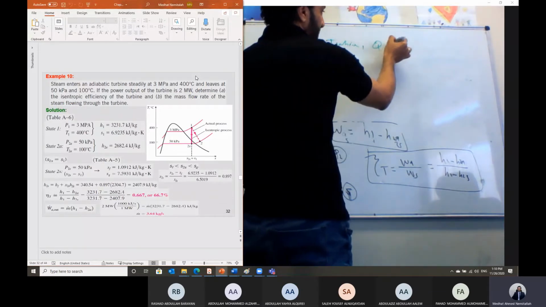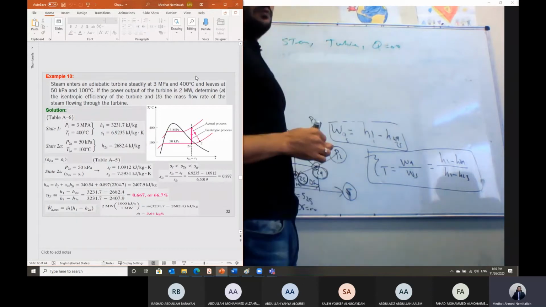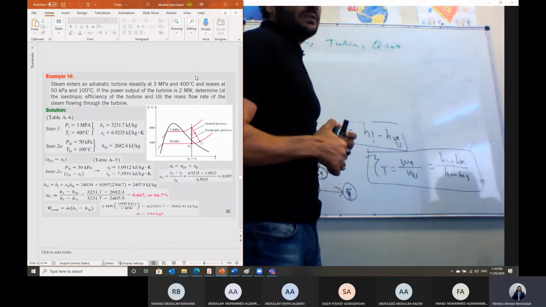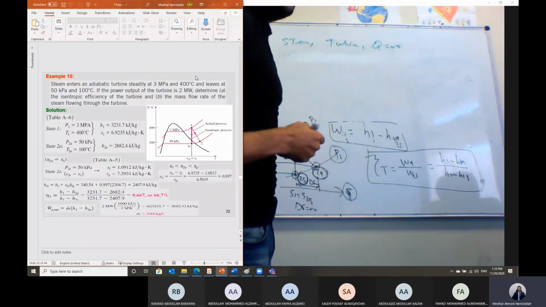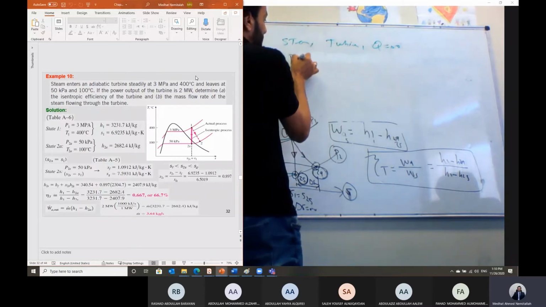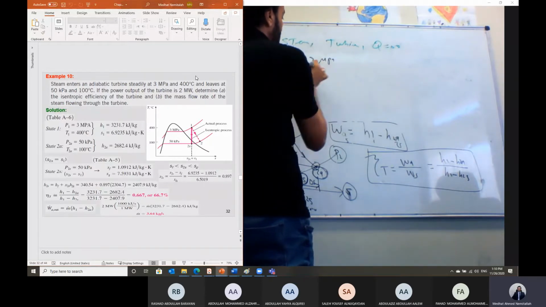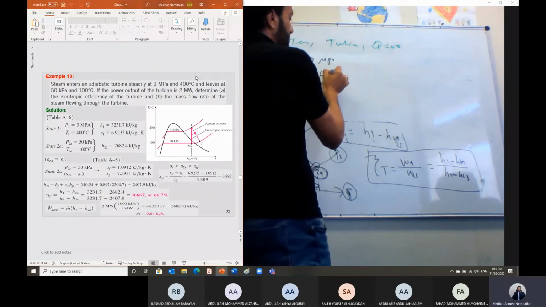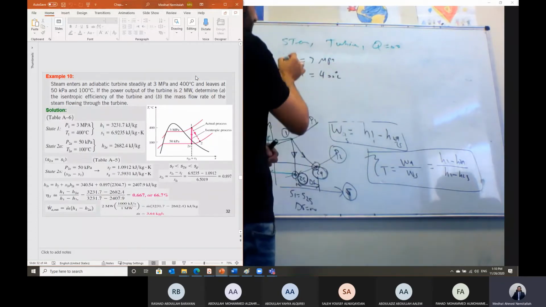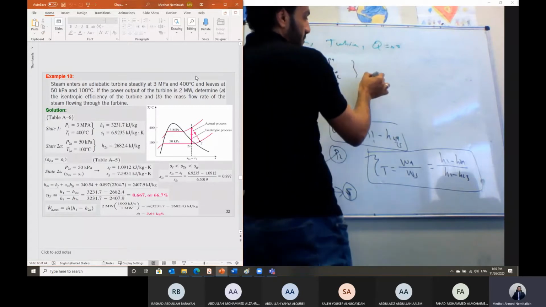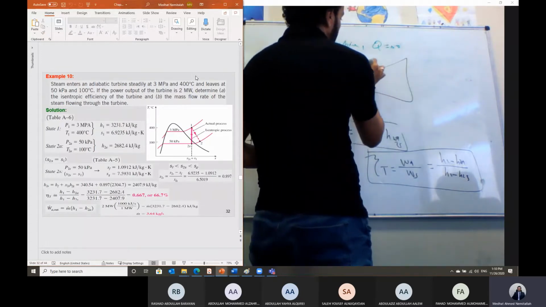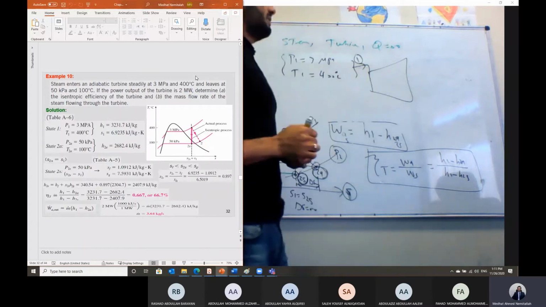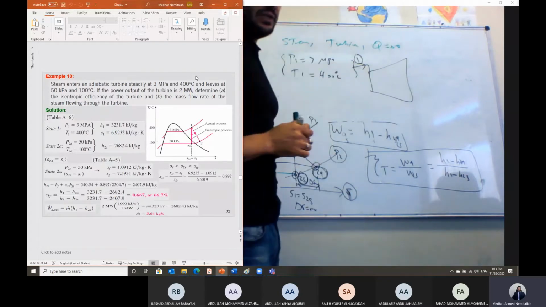He said adiabatic steam turbine, so the heat transfer is equal to 0 in this case. He said the pressure at the inlet, P1, is equal to 3 megapascal, and the temperature T1 is equal to 400 degrees C. So the steam is coming into the turbine. So here is the turbine. Steam is coming at point 1 at this given pressure and the given temperature.